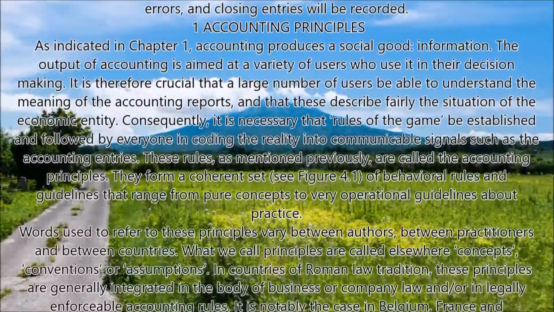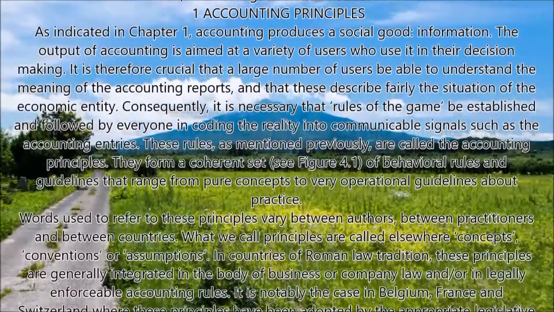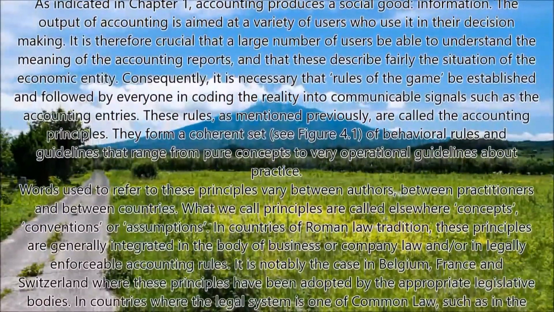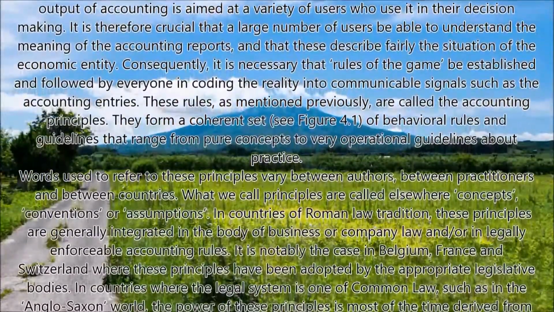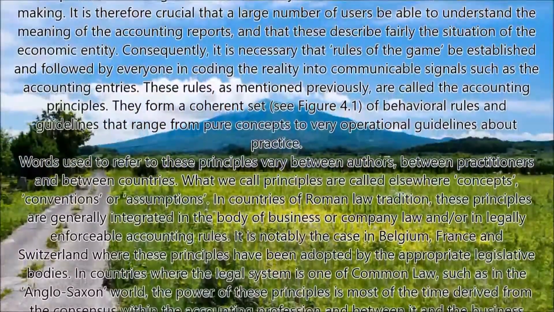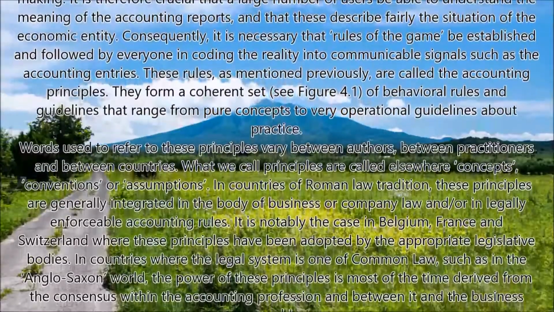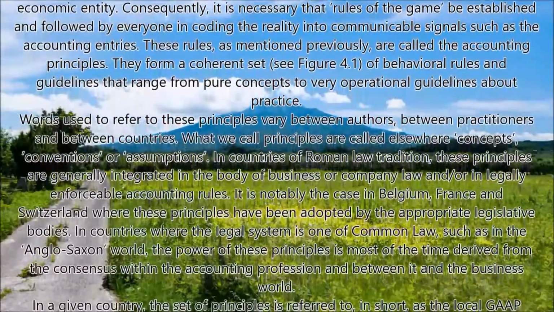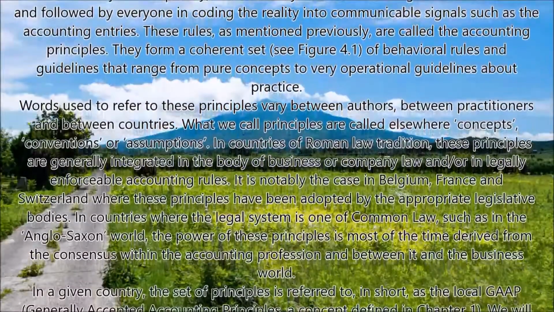It is notably the case in Belgium, France, and Switzerland where these principles have been adopted by the appropriate legislative bodies. In countries where the legal system is one of common law, such as in the Anglo-Saxon world, the power of these principles is most of the time derived from the consensus within the accounting profession and between it and the business world. In a given country, the set of principles is referred to, in short, as the local GAAP, Generally Accepted Accounting Principles, a concept defined in Chapter 1.